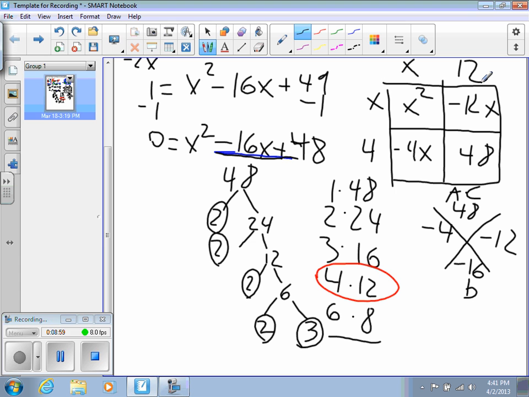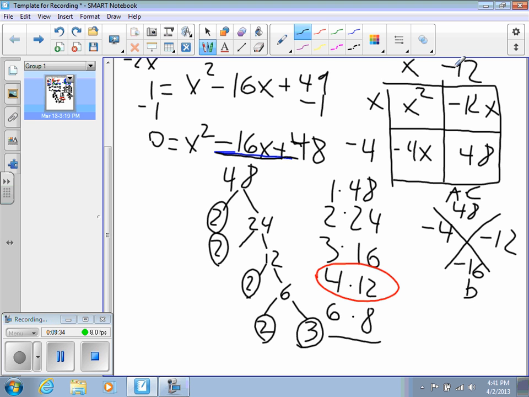Okay. Now, I have an issue. I need to get these negatives, but this needs to be positive. And I can accomplish that by making both of those minus. Now, if I check all 4, I'll see that all 4 check out. X times x is x squared. X times negative 4 is negative 4x. X times negative 12 is negative 12x. And negative 4 times negative 12 is positive 48. I now have it in factored form.